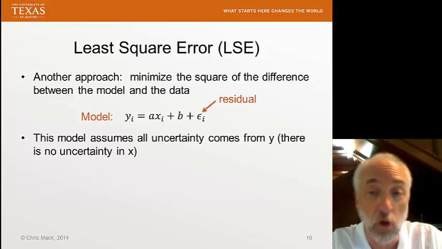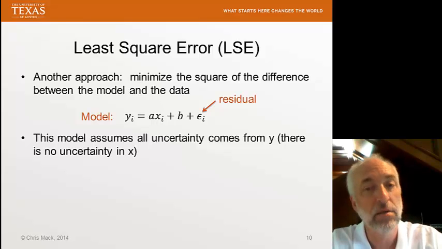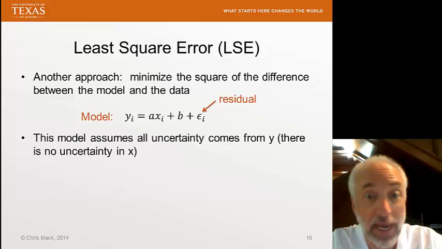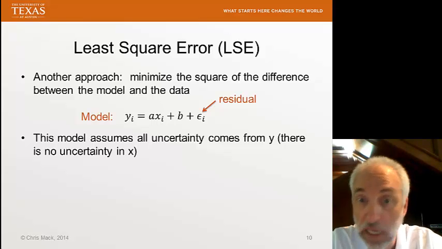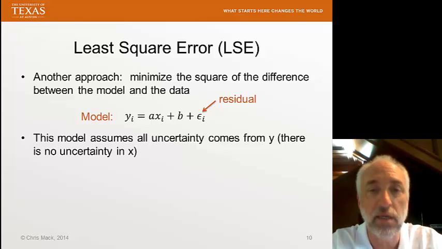The model assumes all uncertainty comes from y. There's no uncertainty in x. It's like saying y given x. X is a given. Now what happens to y? Well, there's a mean value, which is controlled entirely by the x, and then there's some residual, and some uncertainty in y that is independent of the x value.